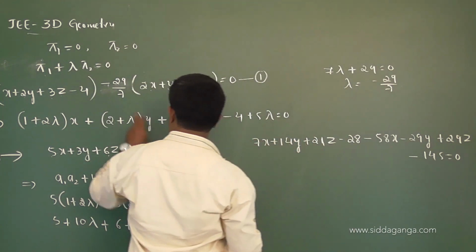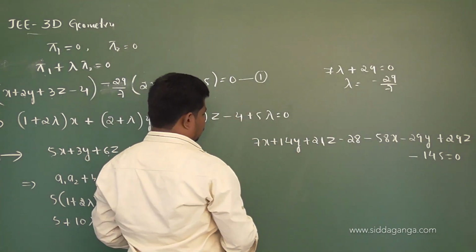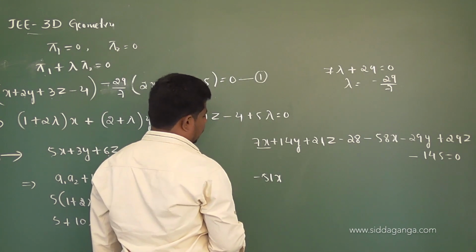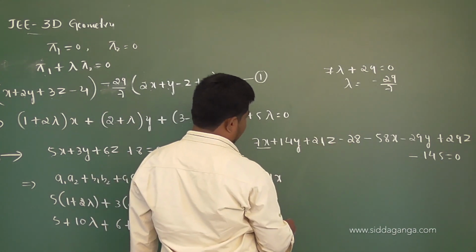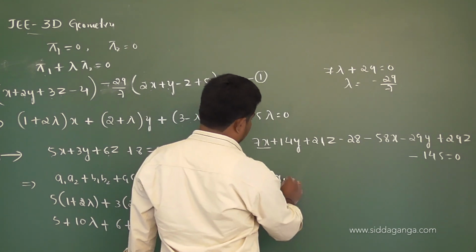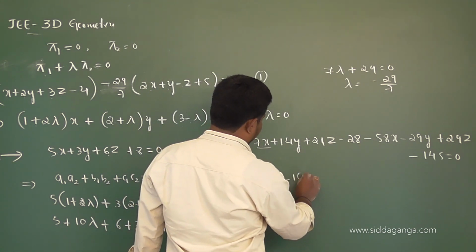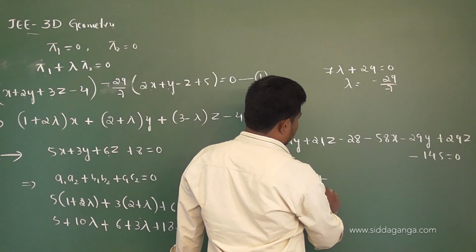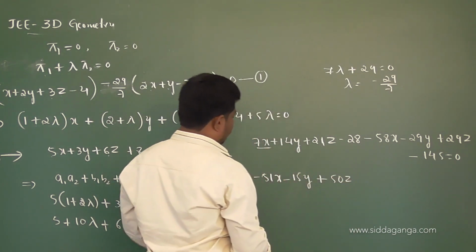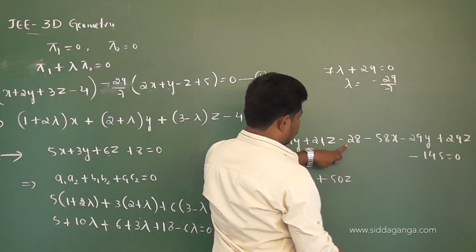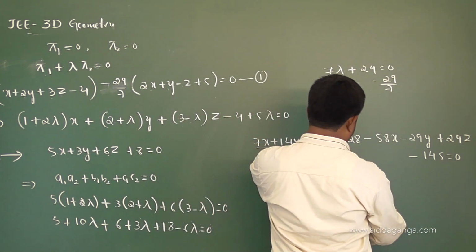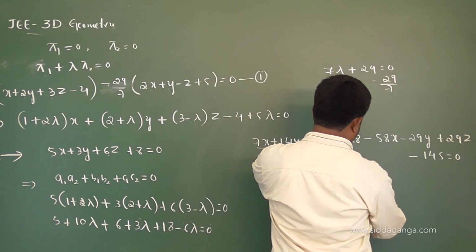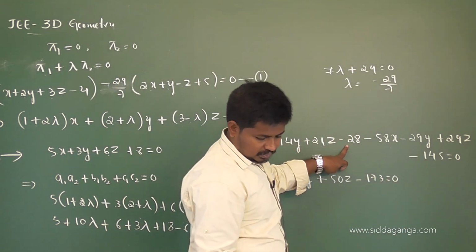So now let me simplify. LCM 7 into 0 becomes 0. So now this becomes 7x minus 58x, so minus 51x, okay, and 14y minus 29y, so you get minus 15y. 21z plus 29z, so plus 50z, and 28 minus 145, so you get minus 173, right? Right.